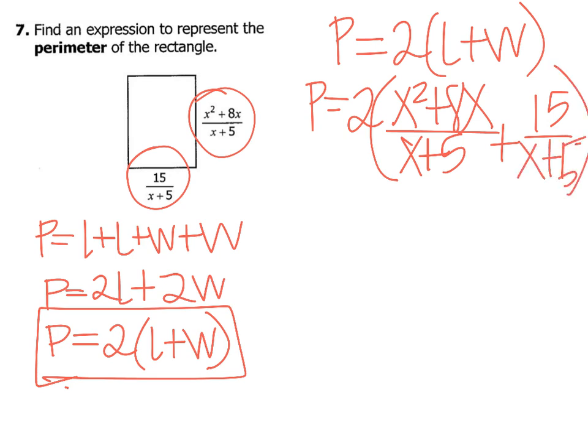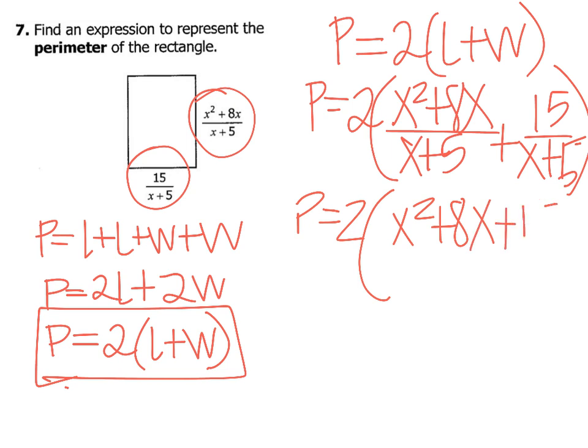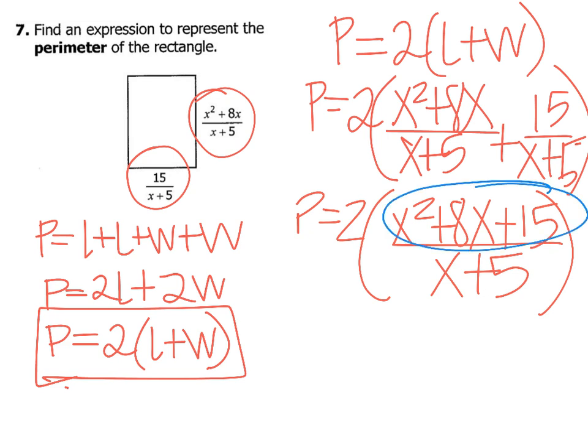Now we've got common denominators here. We've got x plus 5, x plus 5. So combine the numerator. So we're left with P equals 2 times x squared plus 8x plus 15 over x plus 5. Then we can factor out our trinomial. Use our diamond, 2 numbers that add up to 8 and multiply to 15, 5 and 3.